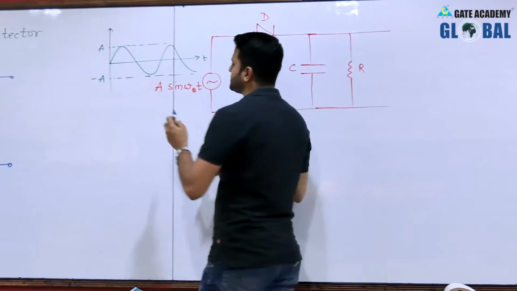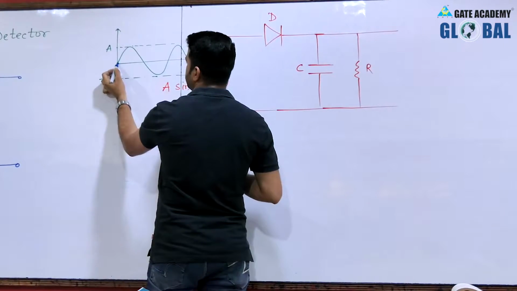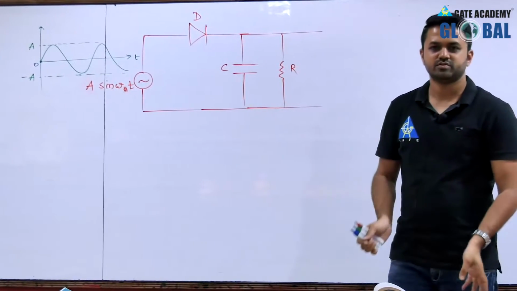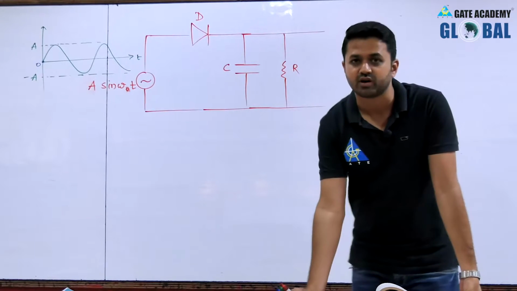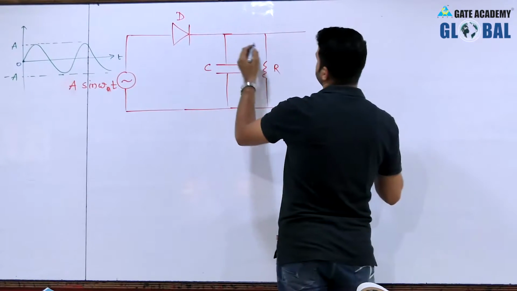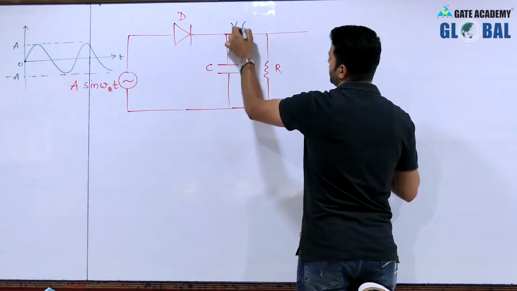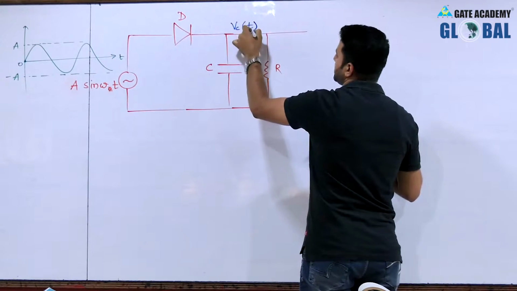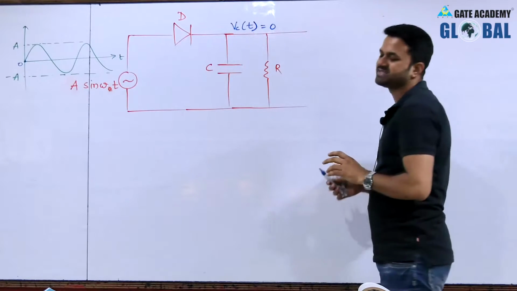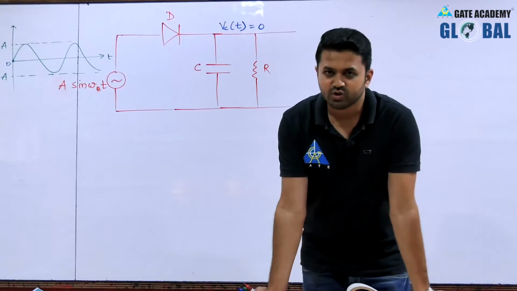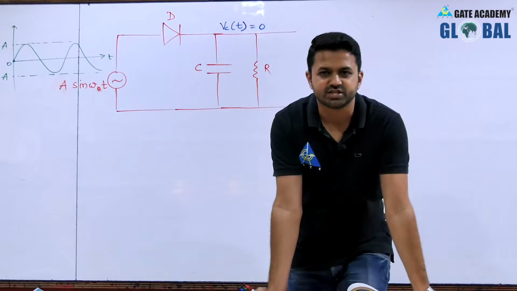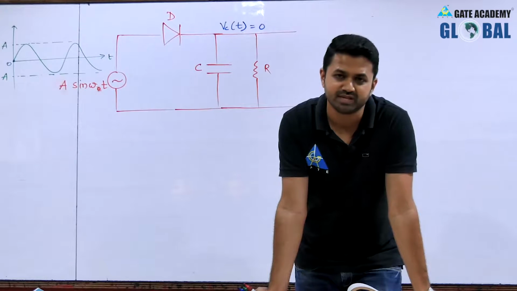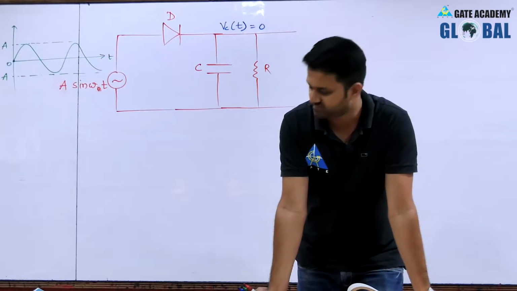At time t equal to 0, suppose at this time instant 0, the input is 0, so the diode will not work, because we are assuming that in the starting the voltage across this capacitor is also 0. That means the capacitor is not charged. So, when we apply 0 voltage across the diode, the potential on both sides of the diode will remain the same and it does not work.